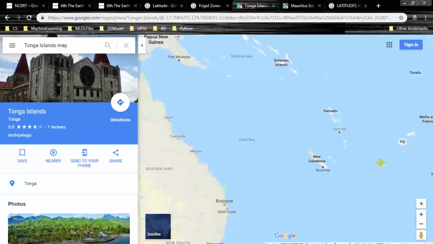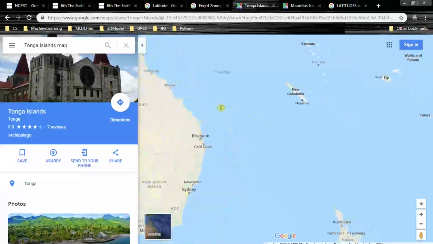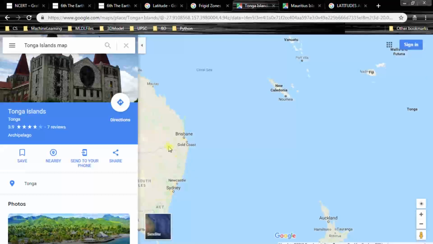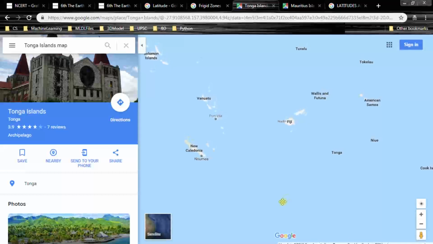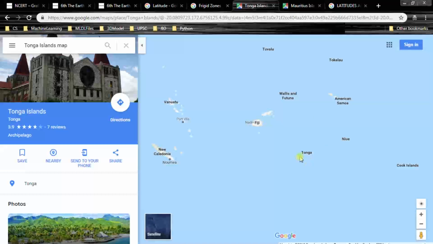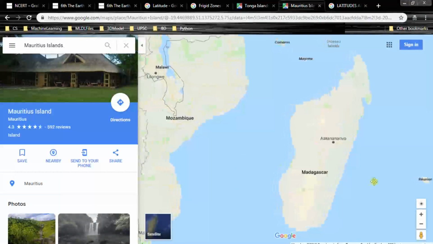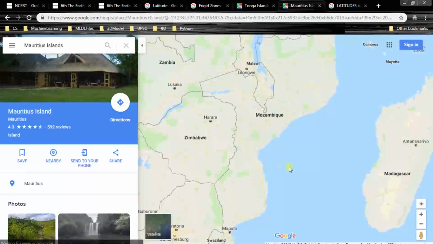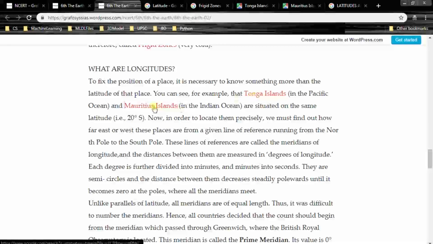These small countries are near New Zealand and Australia, right? In the Pacific Ocean, here comes New Zealand, here is Australia, and Vanuatu, and American Samoa, Tonga. This Tonga and Mauritius, which is near Madagascar, which is near Africa, right? So both countries, Tonga Islands and Mauritius Islands, are situated on the same latitude, that is 20° south.